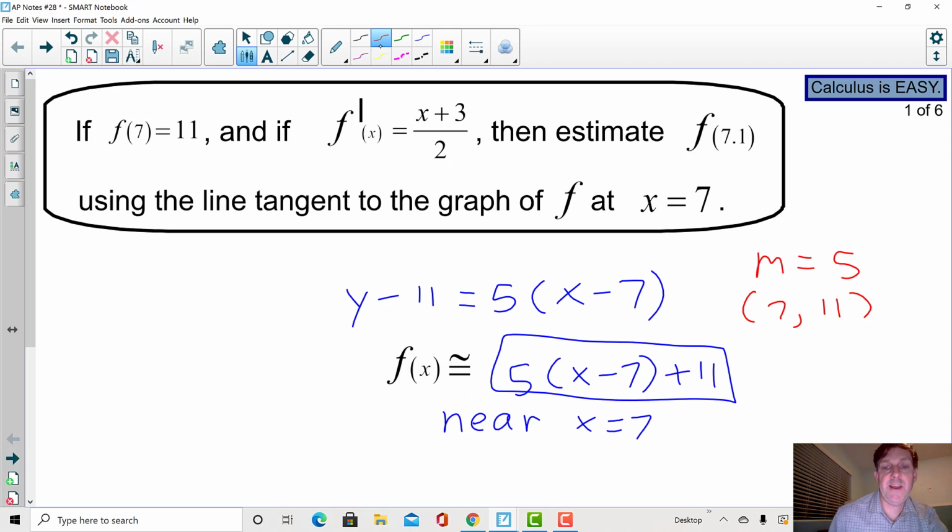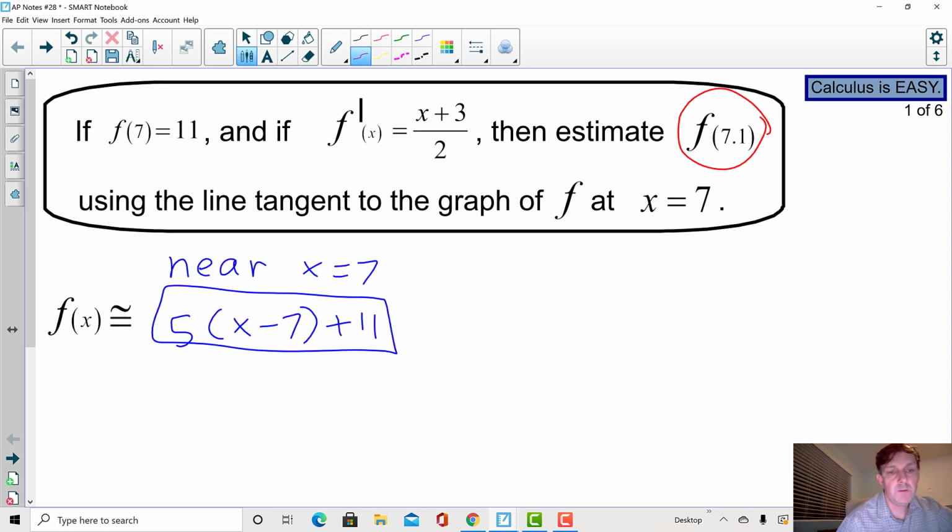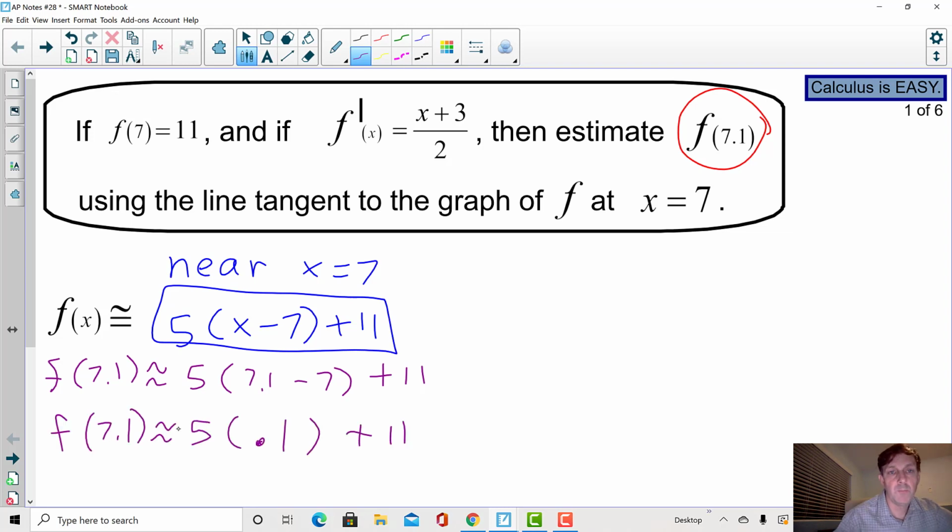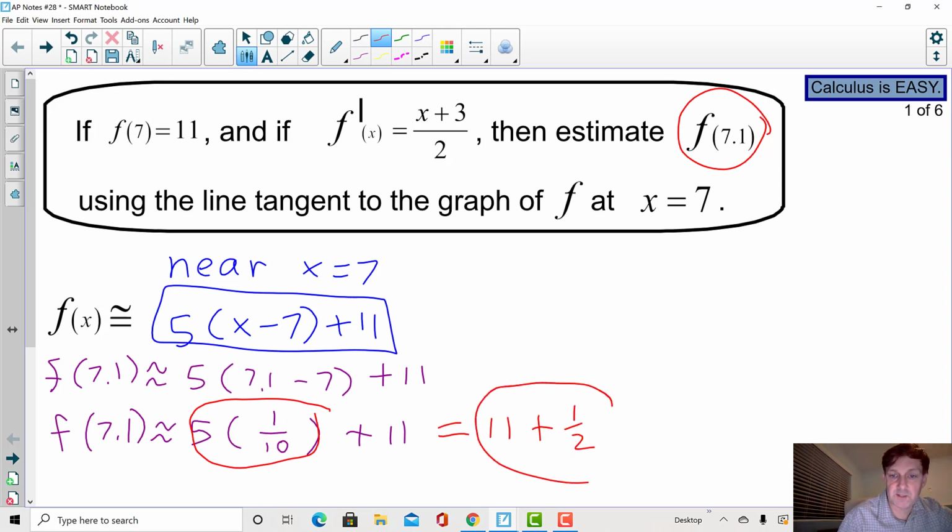Now we can use this tangent line to approximate the function when x is 7.1. We just need to plug in 7.1. Okay, if we plug in 7.1, we would get this. And 7.1 minus 7 is just 0.1. 0.1 is the same as 1/10. This is 5 over 10, and so that's the same thing as 1/2. And we can just leave our answer like this, that's fine.